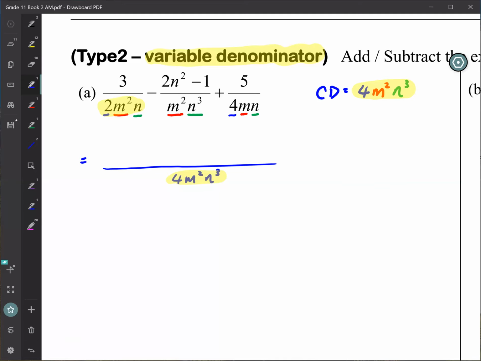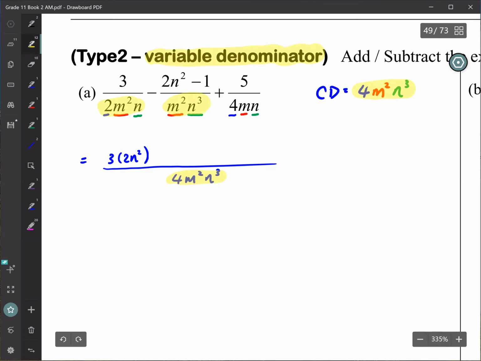For the first one, for the first denominator, multiply by 2n squared. Very good. So we'll just write 3 times 2n squared. You can see that I'm still not multiplying it; I'm keeping it in brackets. Now for the second denominator.